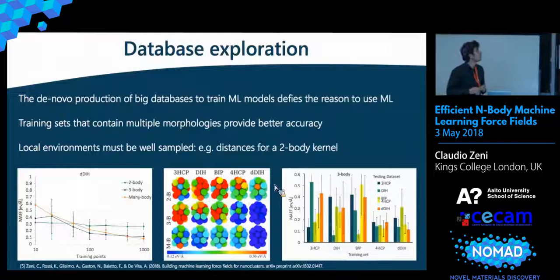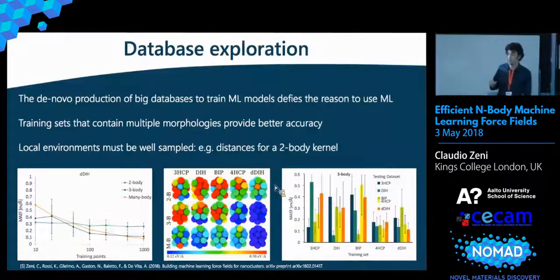Of course, when you train a Gaussian process or any machine learning, you really want to optimize your training database. It has to be as small as possible because every calculation requires additional DFT computations. So up to the limit where it is not useful anymore to create a Gaussian process if you already have all the DFT data, and also to get more understanding about the system. Of course, training sets that contain multiple morphologies provide better accuracy, and in the case of n-body kernels, you must ensure you sample the local environments well.